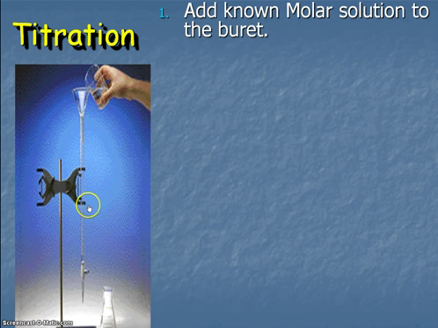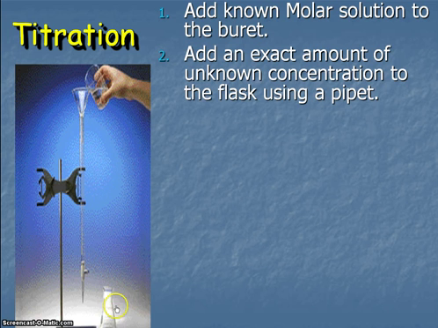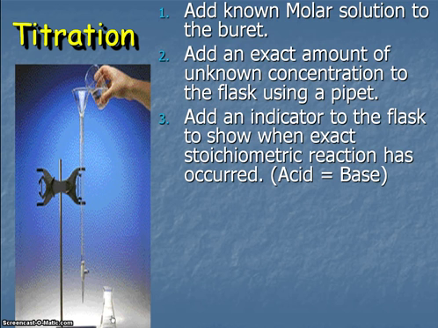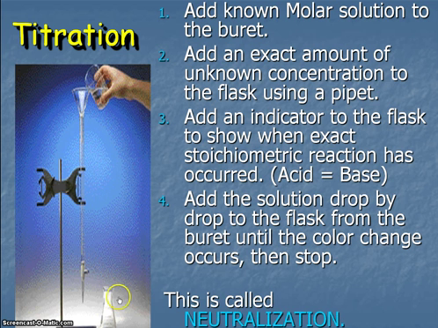First we're going to set up the known in the burette. We're going to fill it up above the 0, and then using the burette stopcock we're going to open it and bring that level down so the bottom of the meniscus is right at 0. Then we're going to add an exact amount to our flask of our unknown and add to that an indicator so that we will be able to see when the end of reaction is. Then we're going to be stirring the flask with our unknown in it as we add the known to it, drop by drop, until the color changes. Then we stop. That is called neutralization.